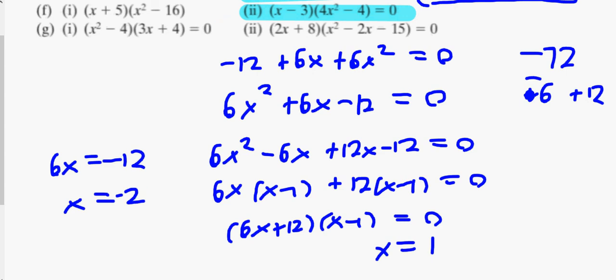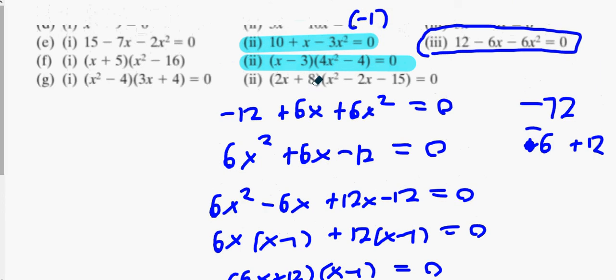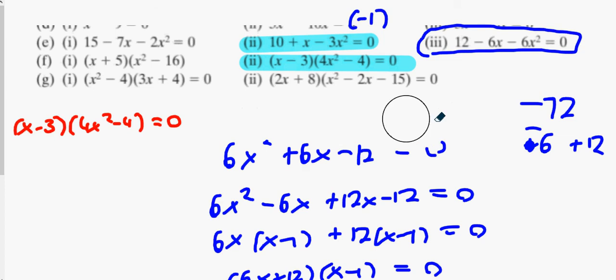Now, look at the next one. This one here. I'll write it on the board first. Any ideas how to do this one? No, believe it or not. Do not multiply that out.